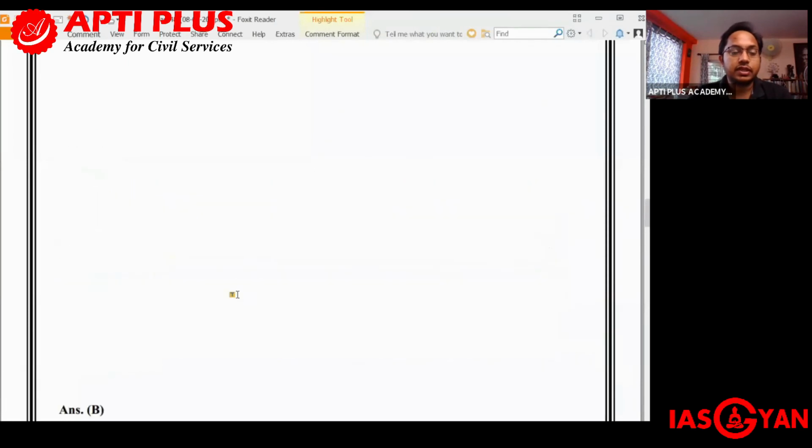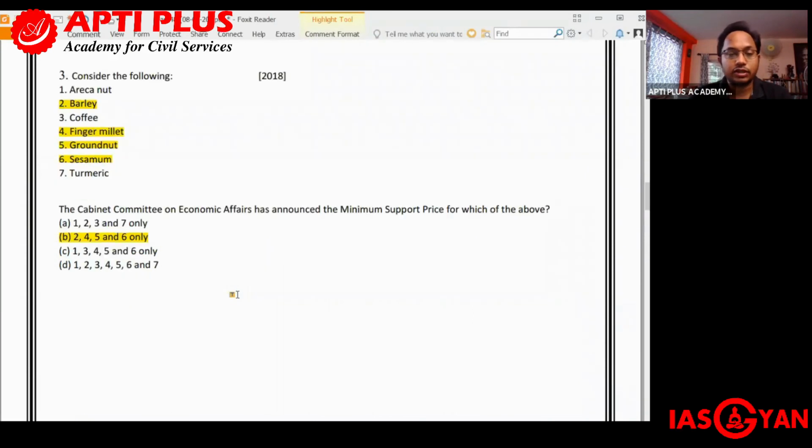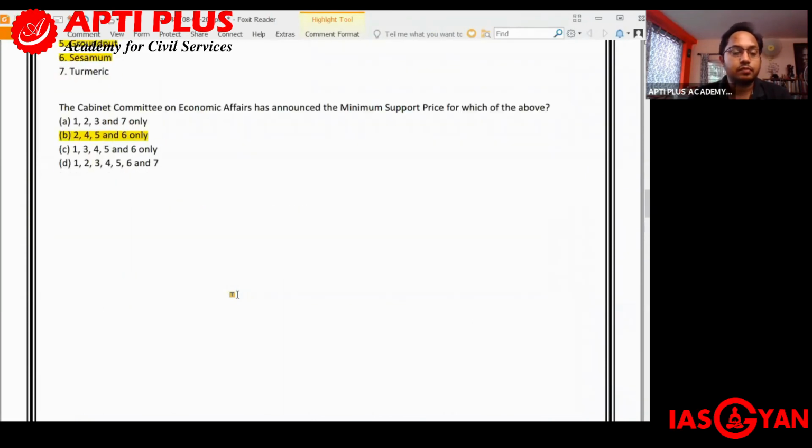Okay, so answer is B, that is barley, finger millet, groundnut, sesame. All these are covered under MSP.